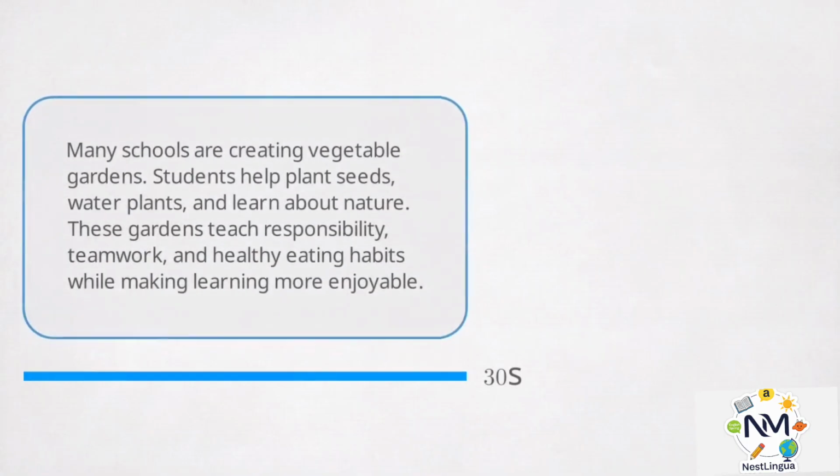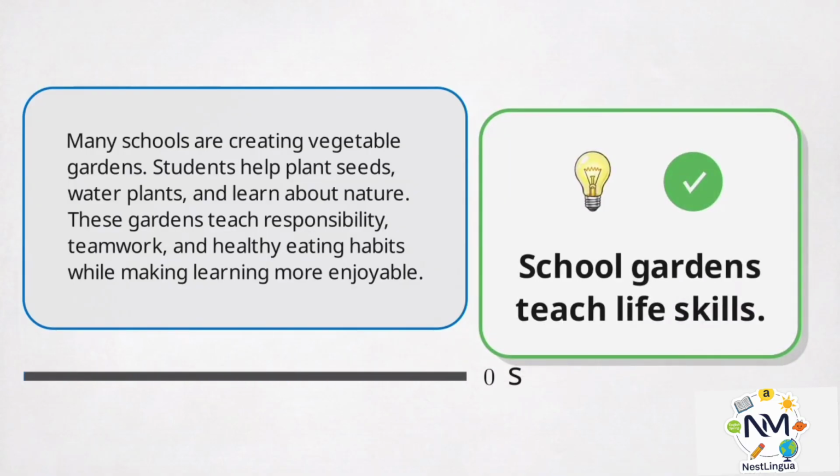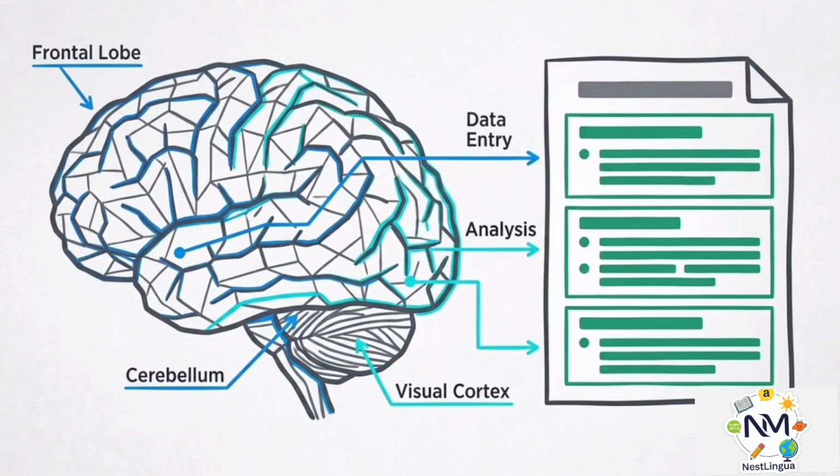Try this filtering technique yourself. You have 30 seconds to read this paragraph about school vegetable gardens and find the central meaning. If you determine that school gardens teach life skills, you successfully found the gist. By skimming, scanning, and finding the gist, you filter out the noise. Your brain is now oriented and prepared to apply a deeper, analytical framework to the text.